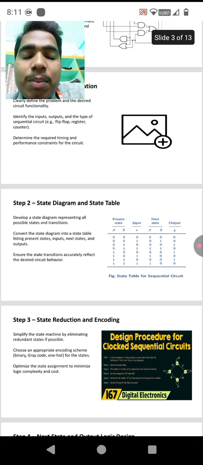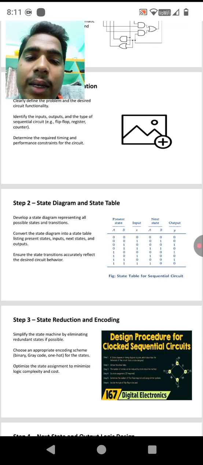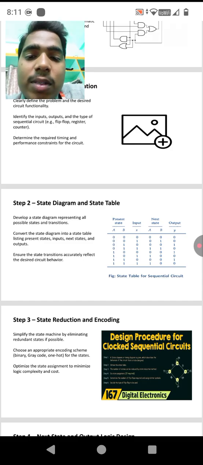Here is the process, step 2, State diagram and state table. Develop a state diagram representing all possible states and transitions. Convert the state diagram into a state table listing present states, inputs, next states and outputs. Ensure the state transitions accurately reflect the desired circuit behavior.